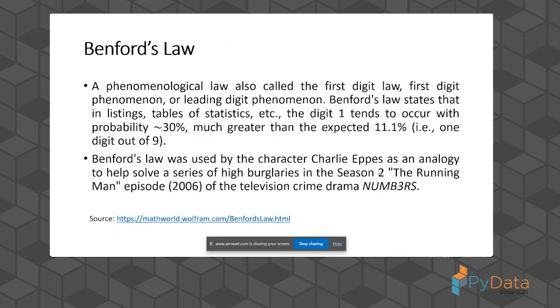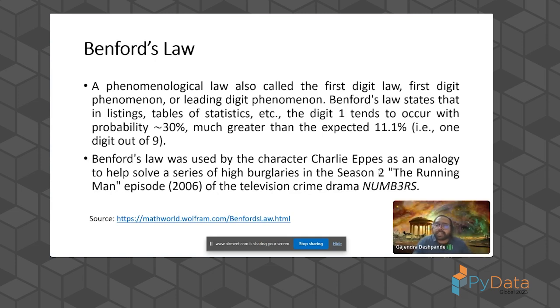Let's see what Benford's law is. It's a phenomenological law, also called the first digit law, or the leading digit phenomenon. Benford's law states that in listings, tables, or statistics, digit 1 tends to occur with a probability of 30%, much greater than the expected 11.1%. So there is no equal probability.